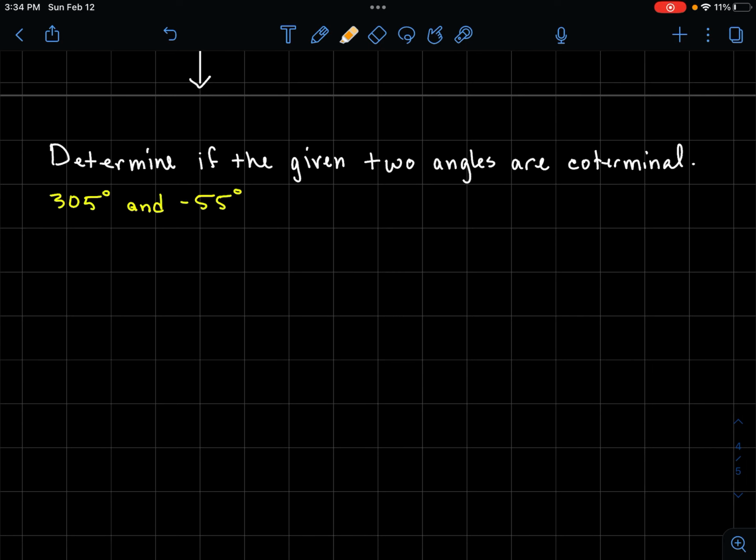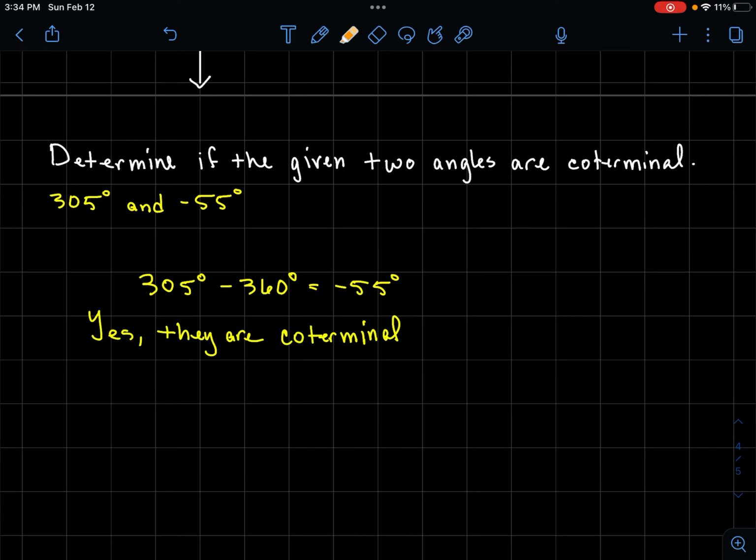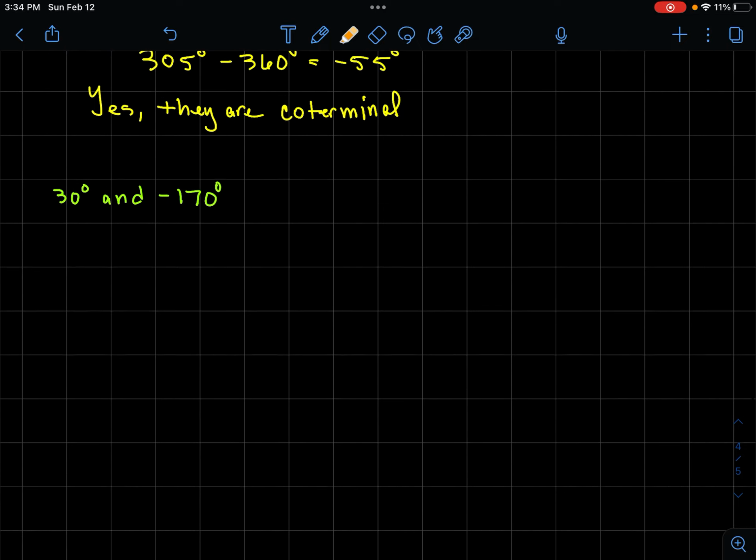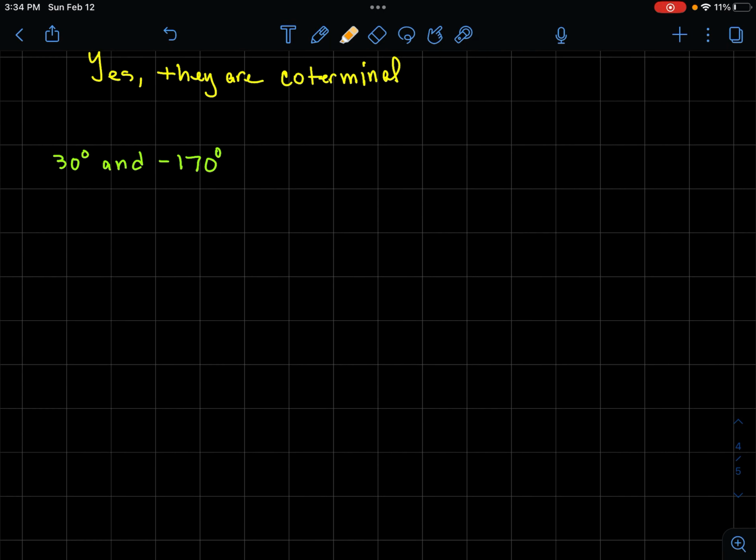All right, so let's determine, if I give you two angles, are they coterminal or not? 305 and negative 55. Let's start with 305. If I just subtract 360 degrees away from this and I get negative 55, then I know that they are coterminal. I'll type that into the calculator, do some mental math. We do get negative 55 degrees, so these are in fact coterminal angles.